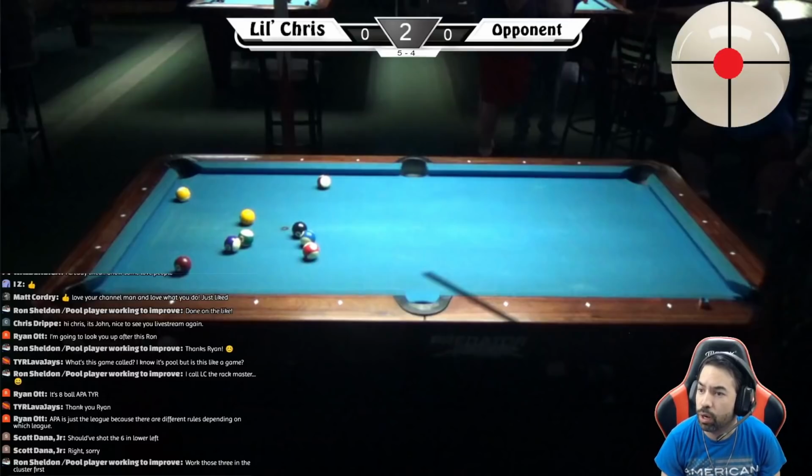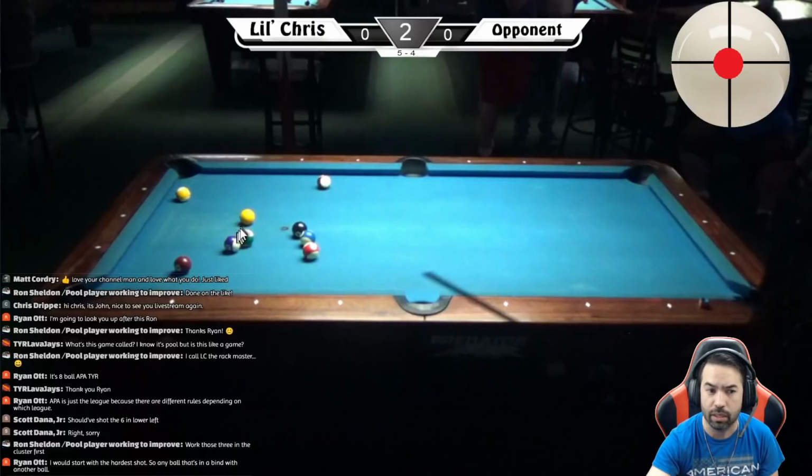Ron Sheldon's saying work those 3 in the clutter first. Which ones are we talking about, Ron? Are we talking about these 3 here, which includes the 8 ball, or are we talking about these 3 here that includes my opponent's solid?